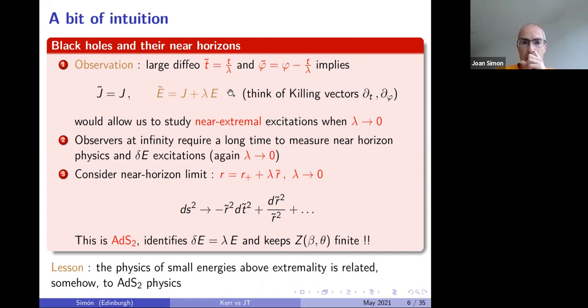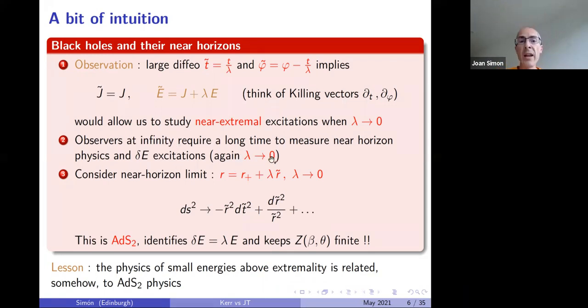Now, the remark is that if I take lambda to 0 in this otherwise arbitrary change of coordinates, what I mean by arbitrary is that it's valid for any value of lambda. If I take the perspective of an observer at infinity, which is the one that sees thermodynamical equilibrium satisfied by your black hole, in terms of the time clock, it will require a long time to measure any physics near the horizon. So that observation is also captured by lambda going to 0.